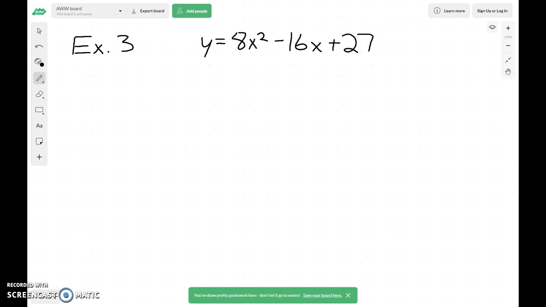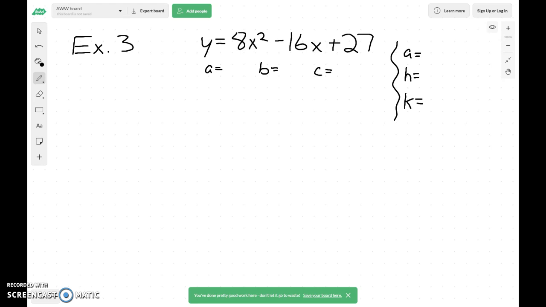All right, so to work this problem out, it's going to require us to work through some steps. What we know here is that we currently have a, b, and c. But what we want is a, h, and k to get it into vertex form. So in order to make this work, first thing we're going to do is just label a, b, and c.